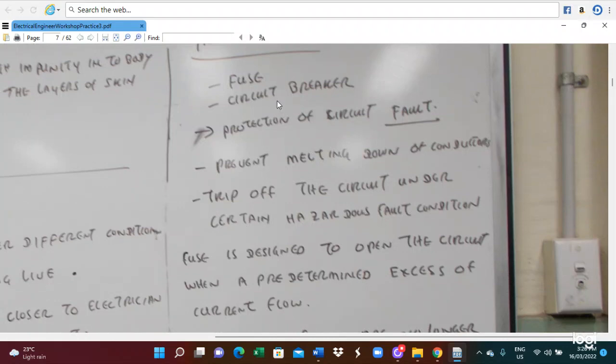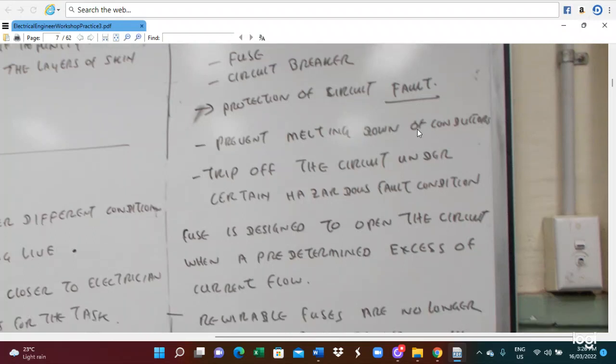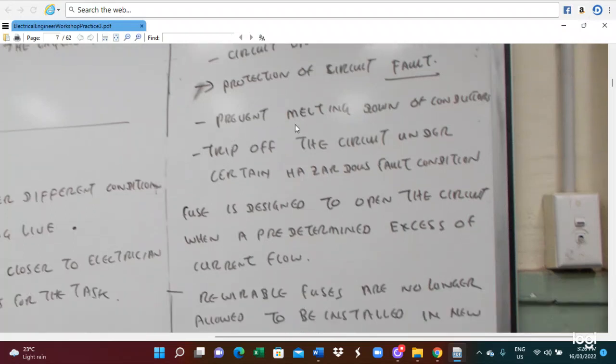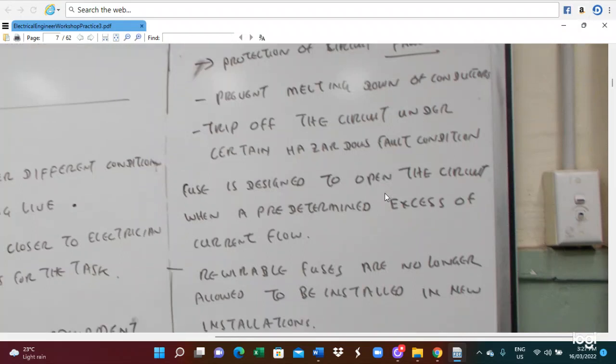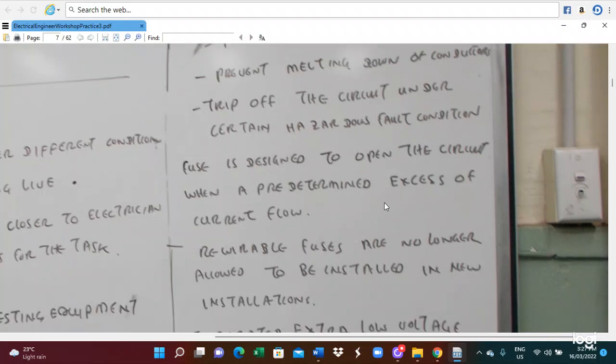In this case, we use a fuse and a circuit breaker, and protection against fault circuits and fault conditions is also important. We also have to prevent the melting down of the conductor. It needs to be protected, and we need to treat all the circuits under the certain hazardous conditions.